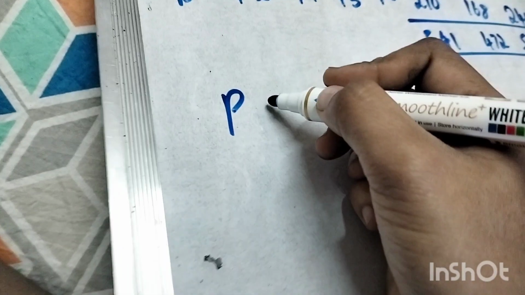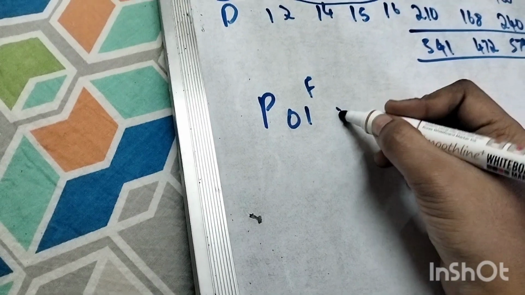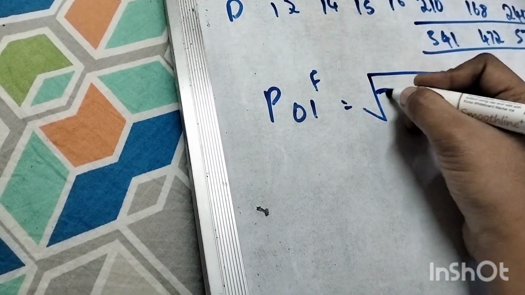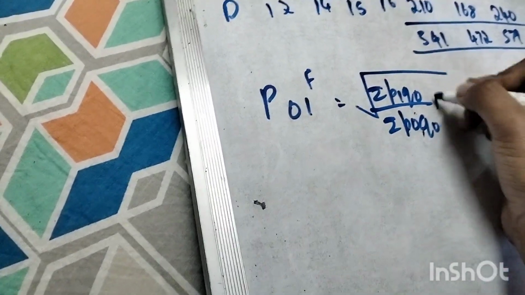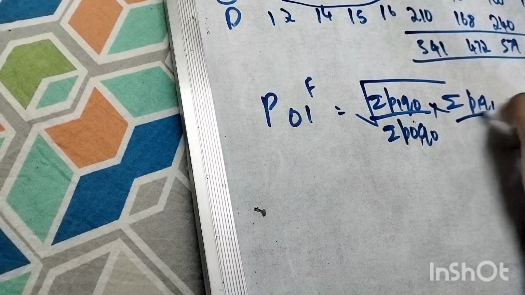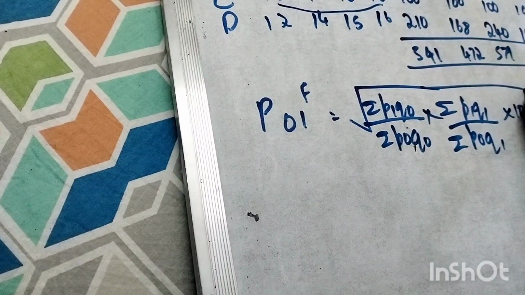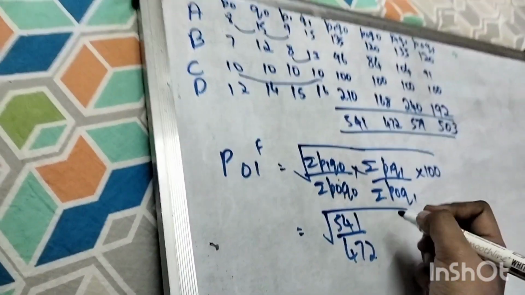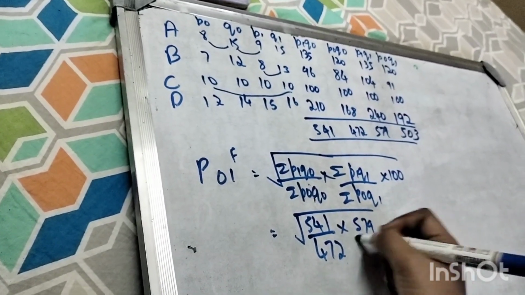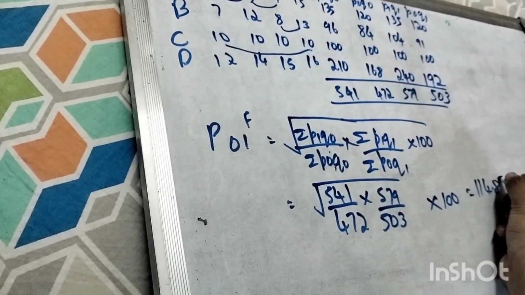So P01 of Fisher's is the square root of summation P1 Q0 by summation P0 Q0 into summation P1 Q1 by summation P0 Q1, into 100. Fill in the values: 541 by 472 into 579 divided by 503, into 100. So that's 114.87.